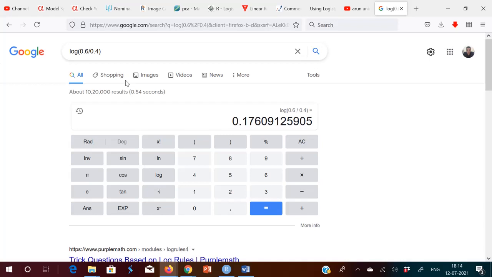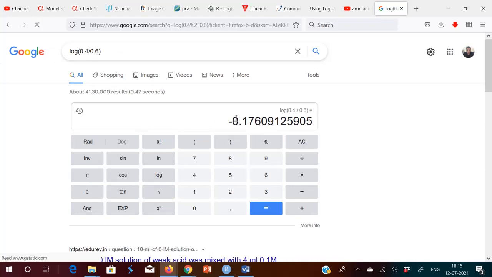Something like 0.17. So this is a positive value. Suppose your p value is 0.4. So it will be 0.4 divided by 1 minus 0.4, that will be 0.6. What will be the value? It will be negative. So this is how they will do the classification.